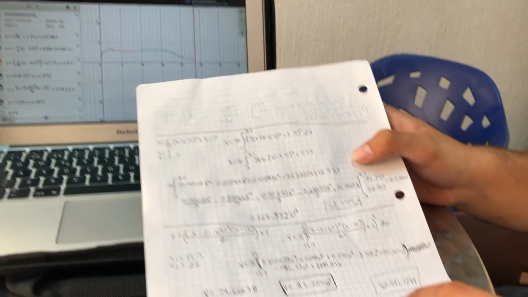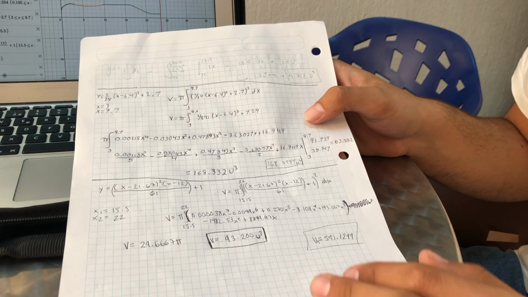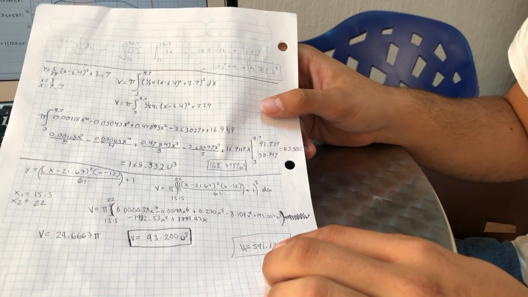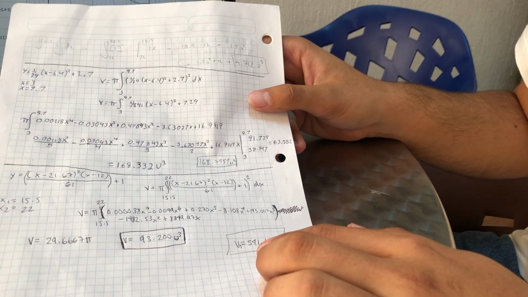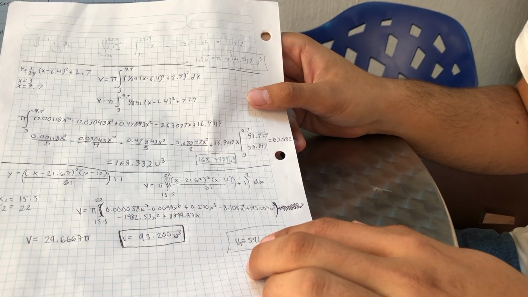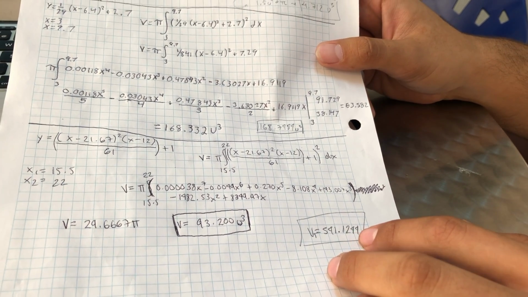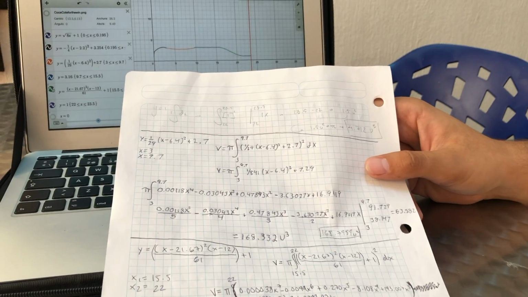Then we added all the volumes we had, and the result of the final volume was 541.129944 cubic units.